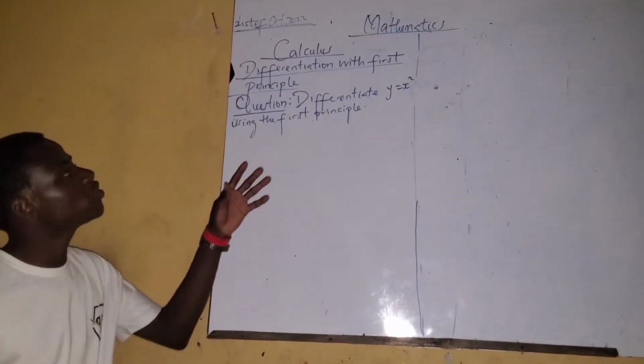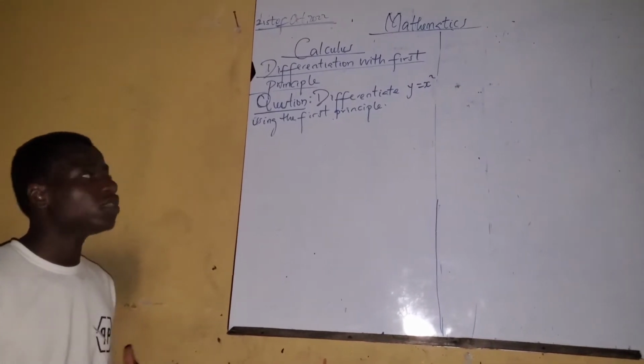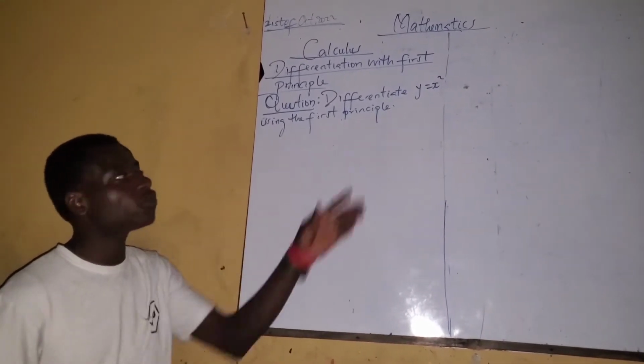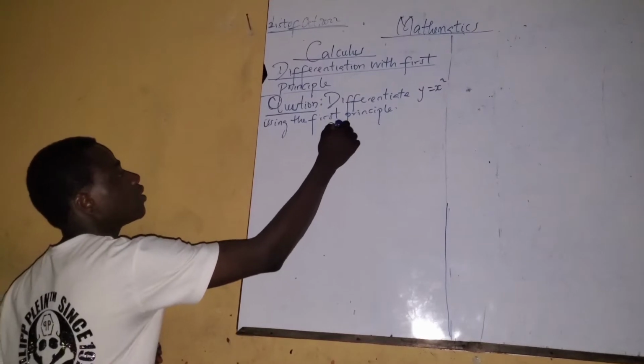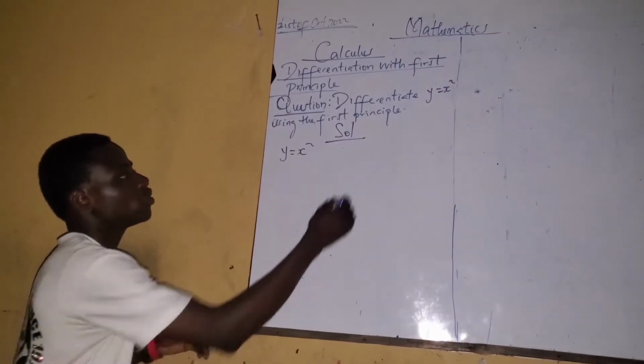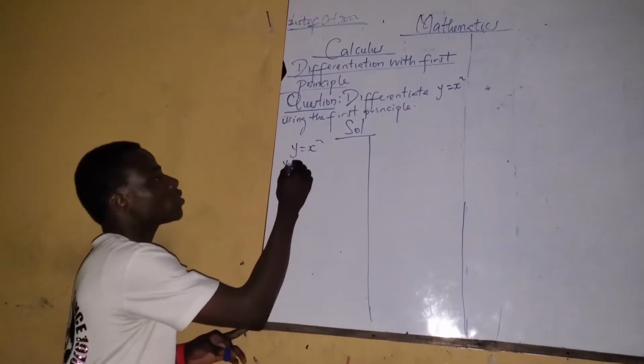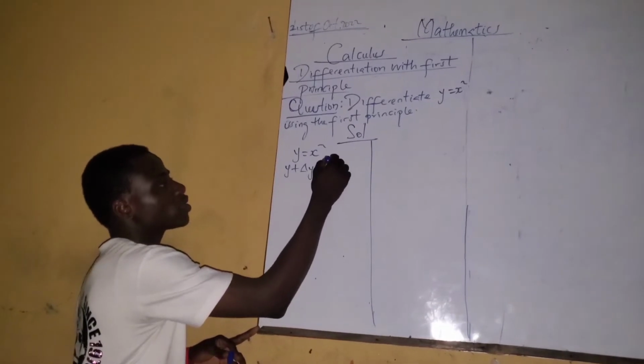We have to differentiate using the first principle. I believe you guys know about differentiation from the beginning. To differentiate using the first principle, when they say y equals x squared, you have to differentiate using the first principle. So you say y plus delta y equals what?